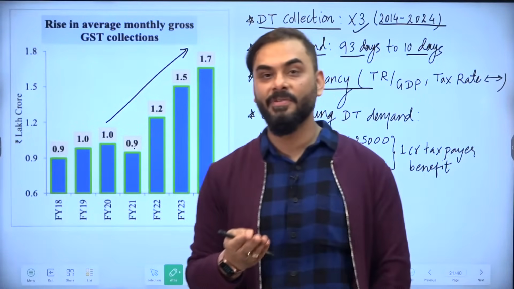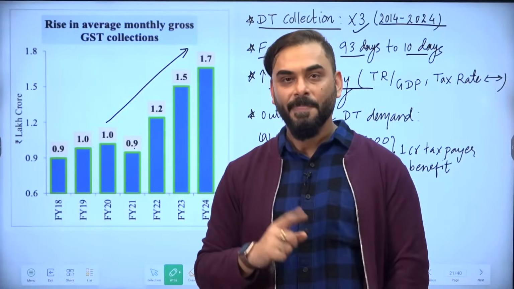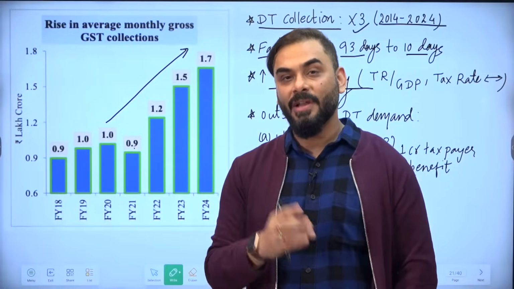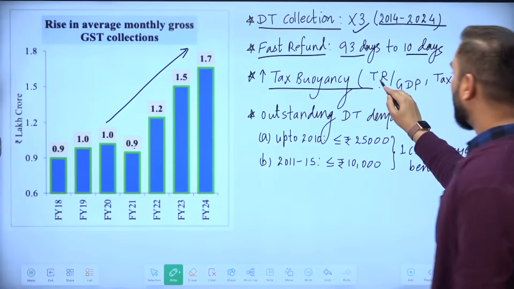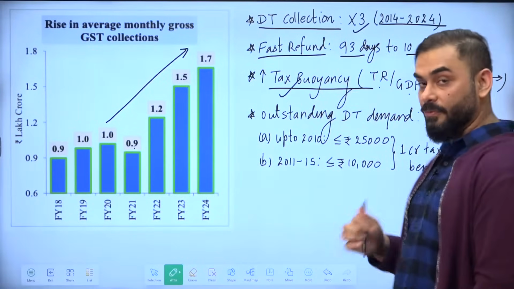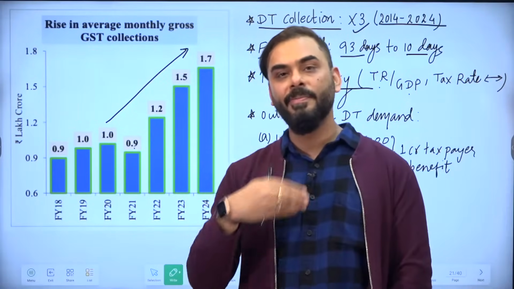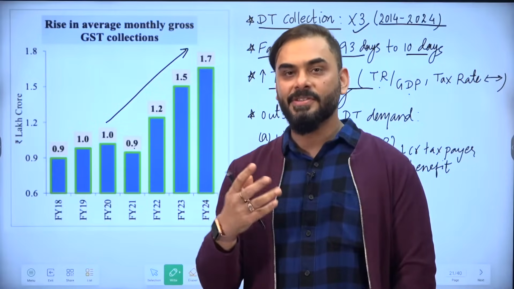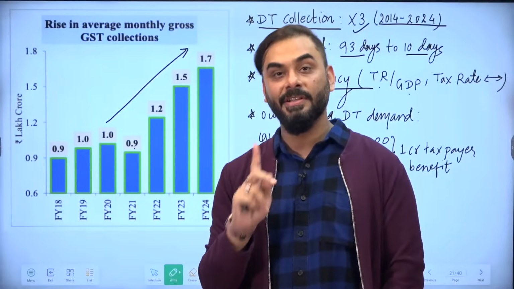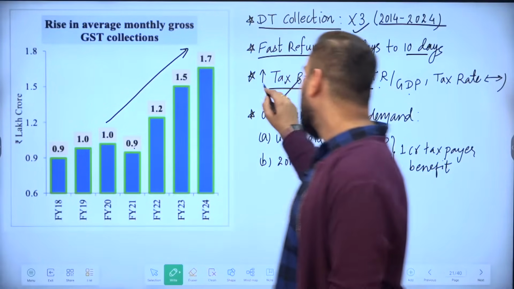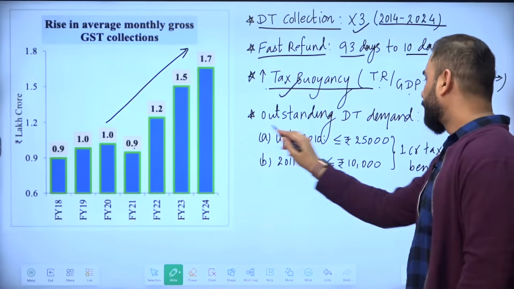What is tax buoyancy? Tax buoyancy means whenever the GDP of India increases, the government of India should be able to collect more taxes without changing the tax rate. So our tax buoyancy, tax revenue upon GDP, has improved. What is the meaning of buoyancy? As the GDP of the economy increases, we should be able to collect more taxes without changing the tax rates. So tax buoyancy has shown improvement.